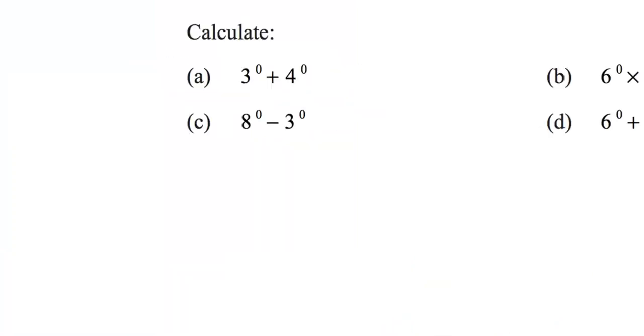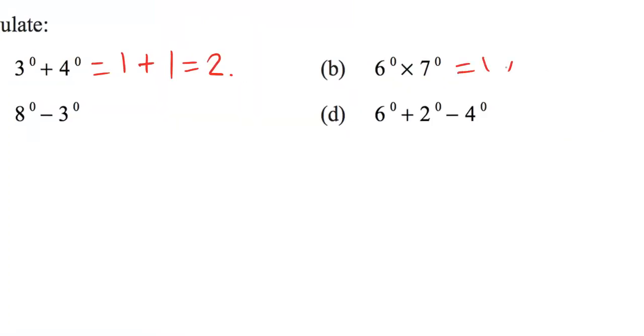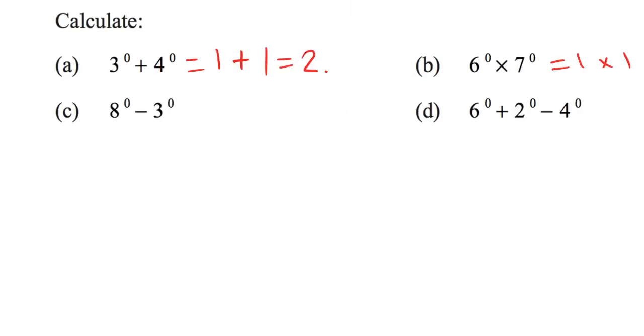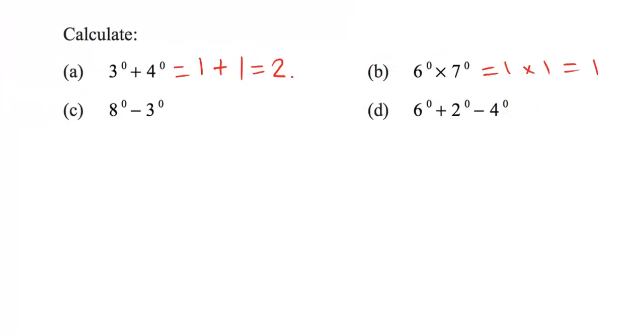Now, let's have a look at some nice, silly examples to help us understand. All I mean by this is just remember it. 3 to the 0 is 1. 4 to the 0 is 1. So this sum here is just 1 plus 1. It's going to be 2. 6 to the 0 is 1. 7 to the 0 is 1. This is just 1. It's the same every single time. I'm just doing this to help you remember that anything to the power of 0, whatever the base, is always going to be 1, because it just means that number divided by itself, which is 1.